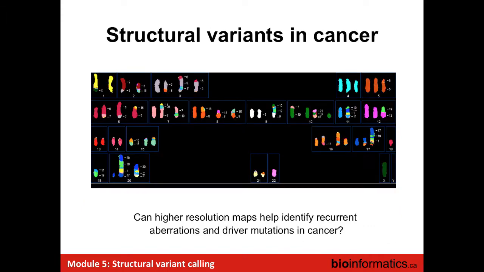So just to give you an idea of the impact of structural variants, a lot of people looking at structural variants are most of the time working in cancer, because in cancer there is a strong impact of structural variants and copy number. This is an example of a karyotype of a cancer patient, and you can see that chromosomes are totally broken, reassembled, and duplicated or deleted, and it's a big mess. So it's really interesting to study structural variants when you are working on a cancer project.